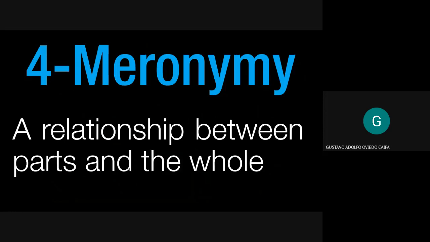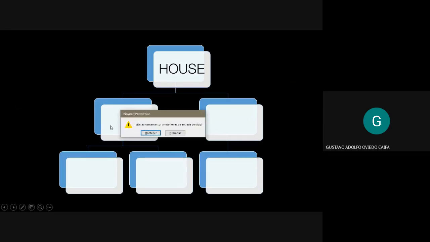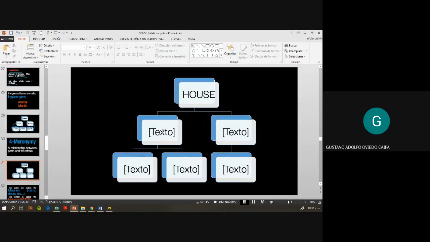All right, the other relationship is the relationship of meronymy. So again, a relationship between parts and the whole. Let's try to do the same exercise we did before, but with house. Give me examples of parts of the house.